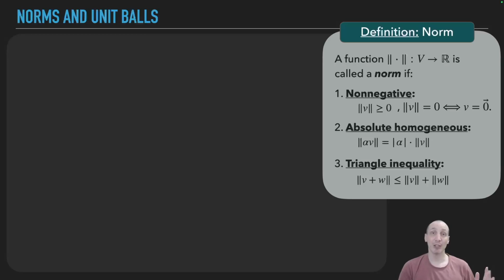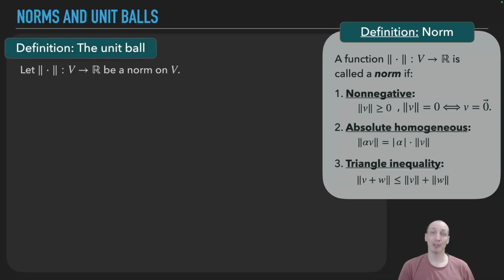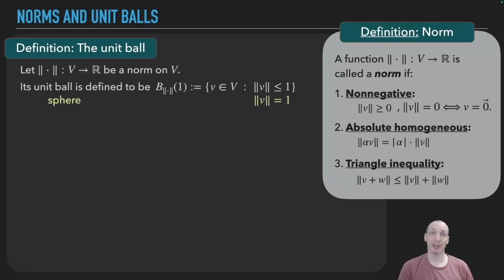And now that we have the norm, we can define the unit ball. So again, we start with any norm on the vector space V. It doesn't have to come from an inner product space. And we define the unit ball as all the vectors with norm at most 1. We can also talk about the unit sphere, and these are all the vectors with norm exactly 1. So again, you start with the norm, and then you define the unit ball and the unit sphere. So let's see an example.